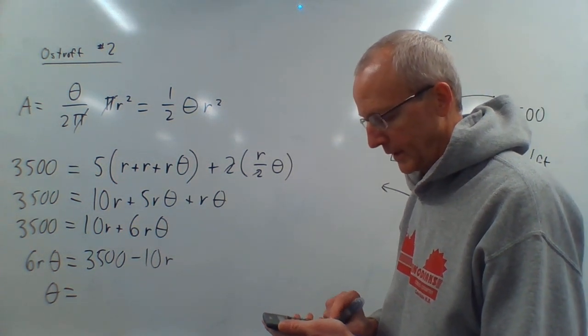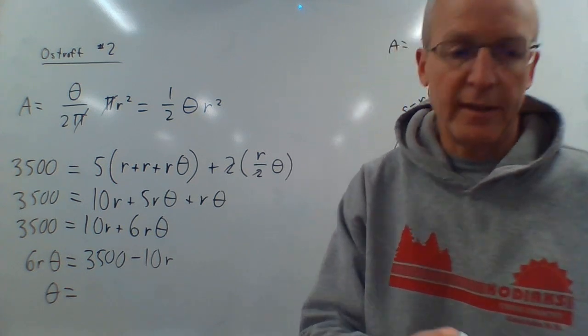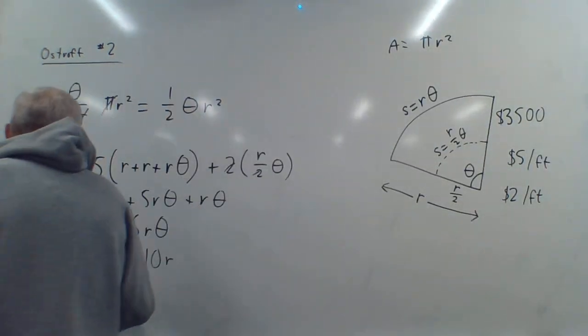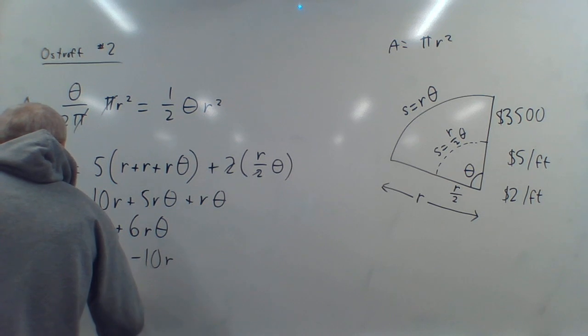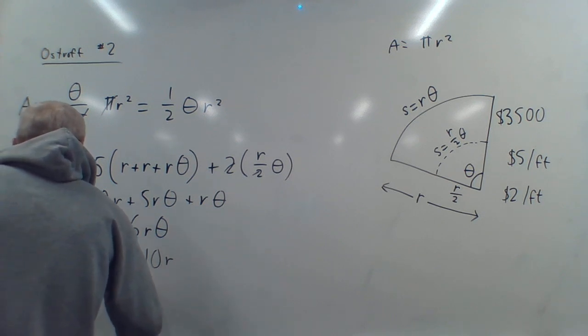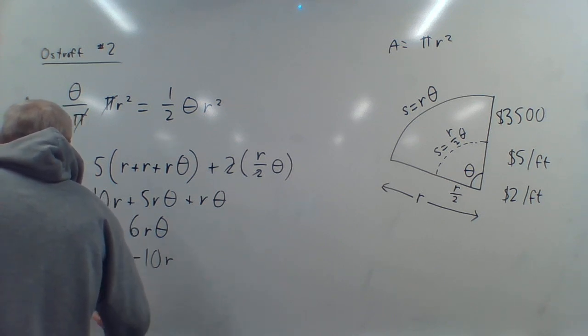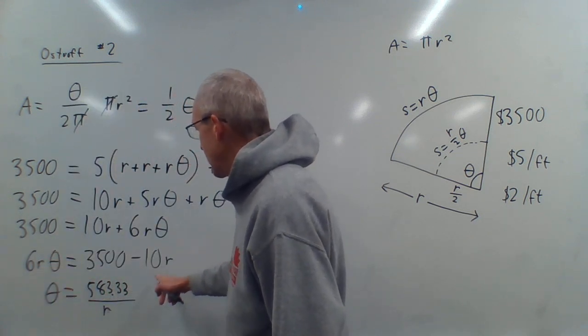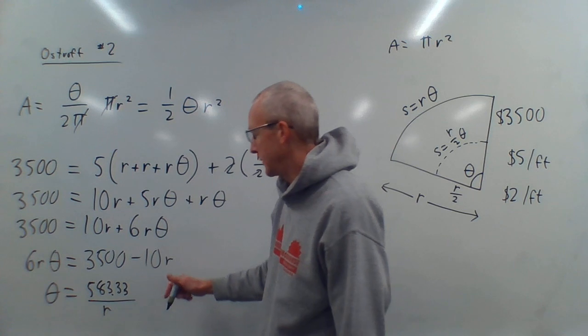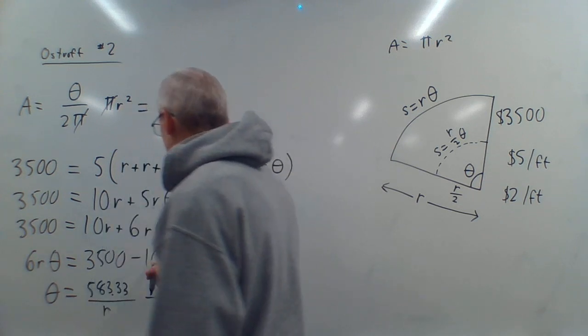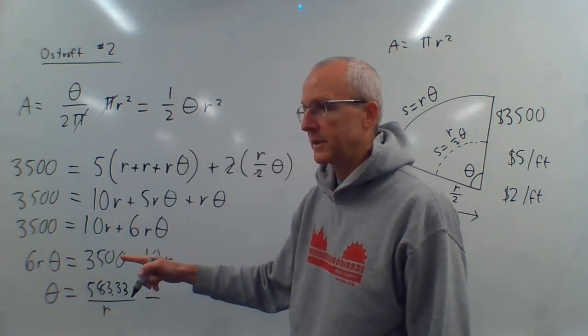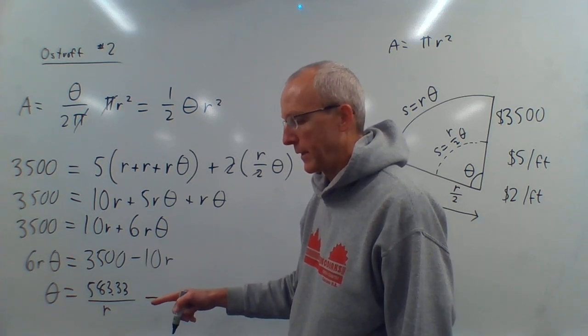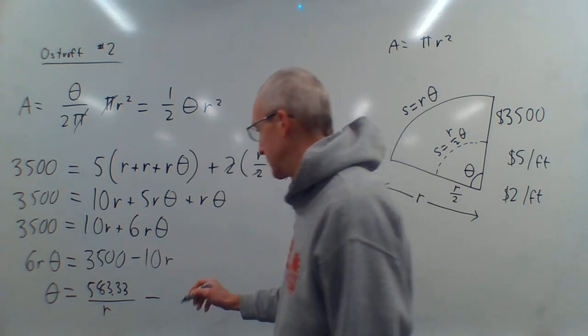3,500 divided by 6. It's got to be ugly. 583.333 forever. So 583.33 forever divided by r. Right, because 6r, put the r in the bottom. This one divided by r, the r goes away. That's really nice. And that's 10 divided by 6, which is 5 divided by 3, which is 1 2/3.